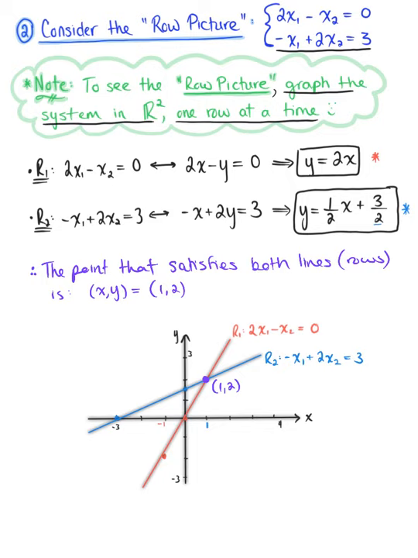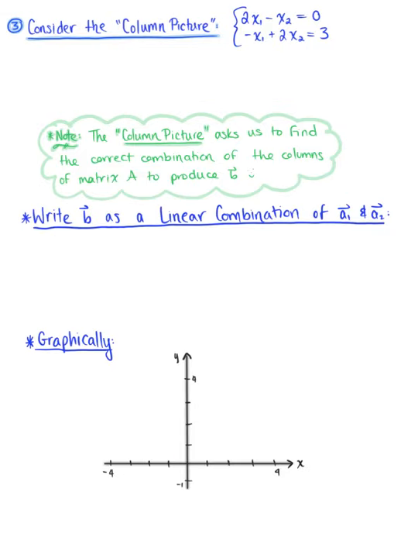Now, typically we're going to write this in our vector form. The solution vector is equivalent to this point that satisfies both lines. The solution to our system, vector x, with the entries x sub 1, x sub 2, is defined by the column vector 1, 2. And there you have it. So our row picture is our familiar intersection of 2 lines in R2. And here comes the exciting one.